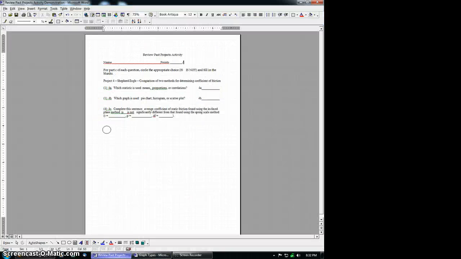And if we look at the questions, the first one says, which statistic is used? Means. Means are used when you have a lot of numbers that you add up and divide. So you might know the term is average. Proportions are used. Think of proportions similar to percents. If you multiply a proportion by 100, you get a percent. And correlations occur when there's 2 different variables and you want to see the relationship between them.